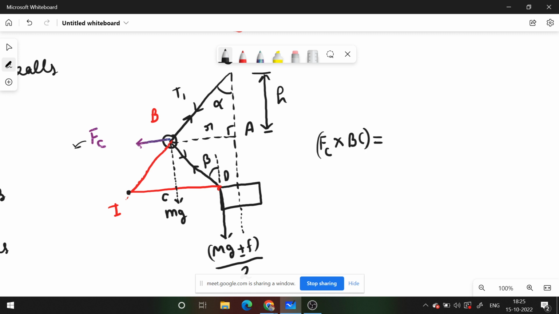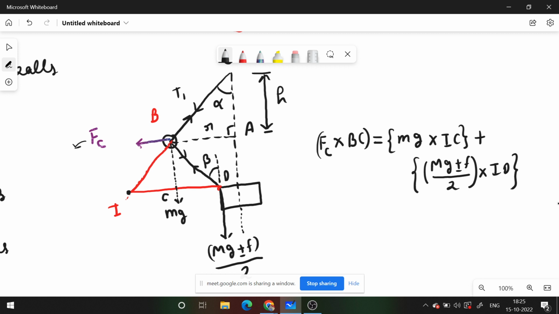So moment of force weight of ball mg will be equal to mg into distance, which distance is IC, plus weight of the mg plus minus f, force applied at the point D, multiplied by distance ID.